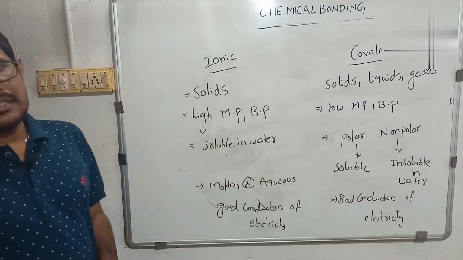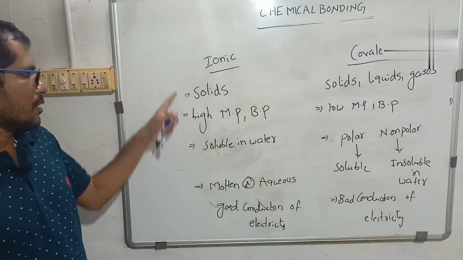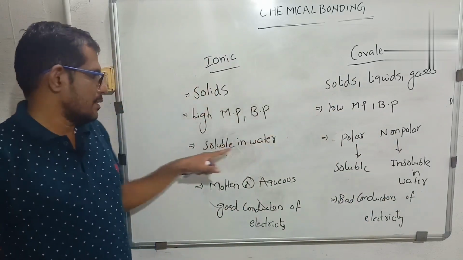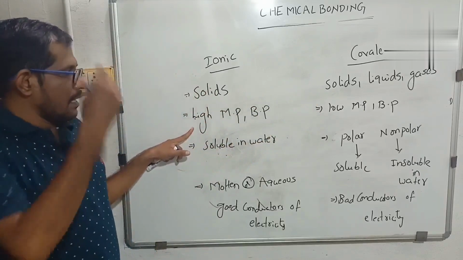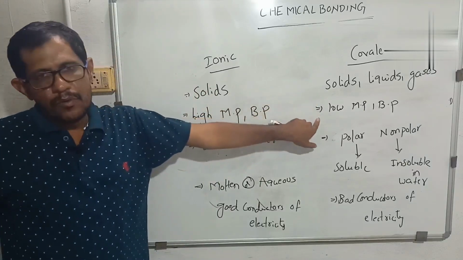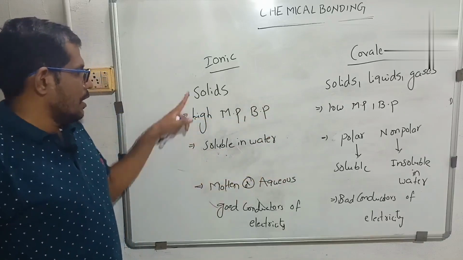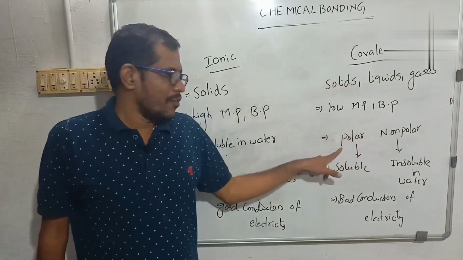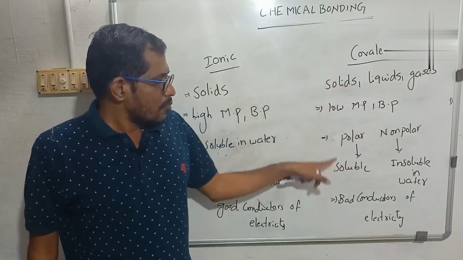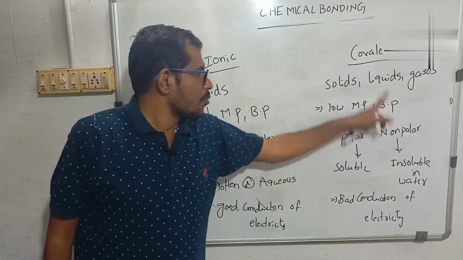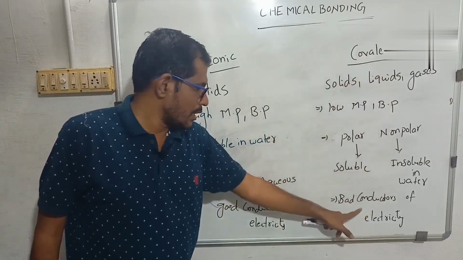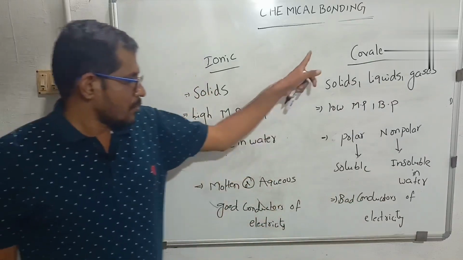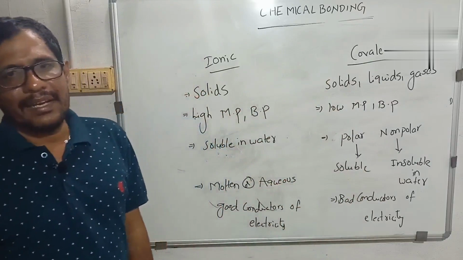Now I will show you the conditions for the formation of ionic and covalent bonds. But first, in brief: ionic compounds are solids, covalent may be solids, liquids or gases. Ionic compounds have high melting and boiling points, covalent compounds low ones. Ionic compounds are soluble in water; polar covalent compounds are soluble, non-polar are insoluble. Ionic compounds are good conductors, covalent compounds are bad conductors.